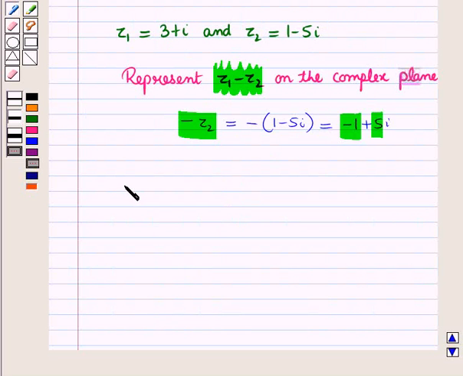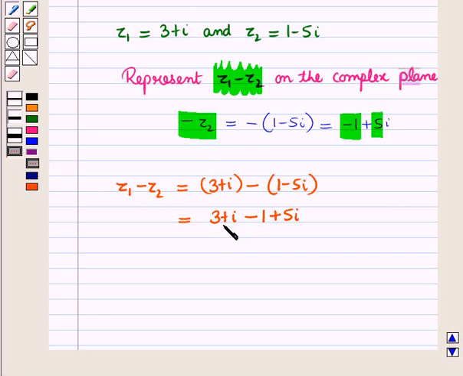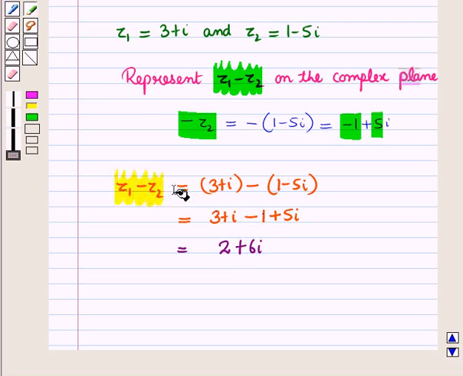Now we can check our answer by actual subtraction. Now z1 minus z2 is equal to 3 plus iota the whole minus 1 minus 5 iota the whole, which is equal to 3 plus iota minus 1 plus 5 iota. Now combining the real and imaginary parts we have 3 minus 1 that is equal to 2, plus iota plus 5 iota that is equal to plus 6 iota. So z1 minus z2 is equal to 2 plus 6 iota.